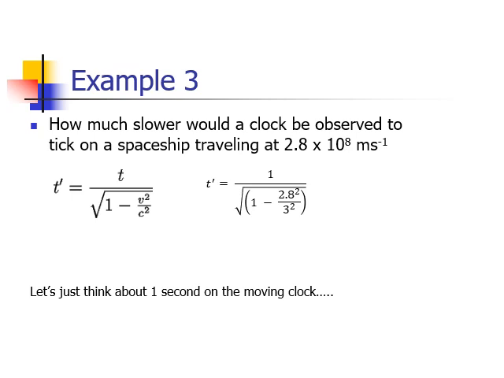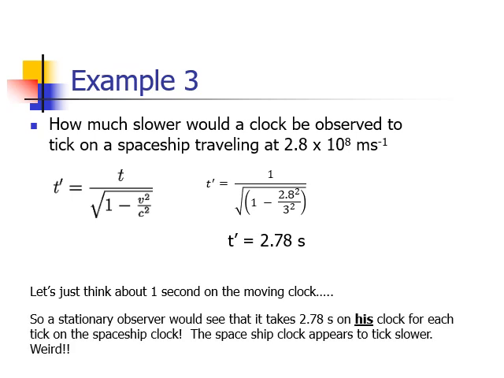These are the kind of calculations you often need to do a couple of times just to make sure that you've inputted the values correctly. And what we find there is that the time is dilated from 1 second to 2.78 seconds. So a stationary observer would see that it takes 2.78 seconds on his clock for each tick on the spaceship's clock. Okay, many of the effects of special relativity are weird, and you really have to accept that they are weird and it is strange. And if you accept that, you can then make the calculations for the changes that are there.